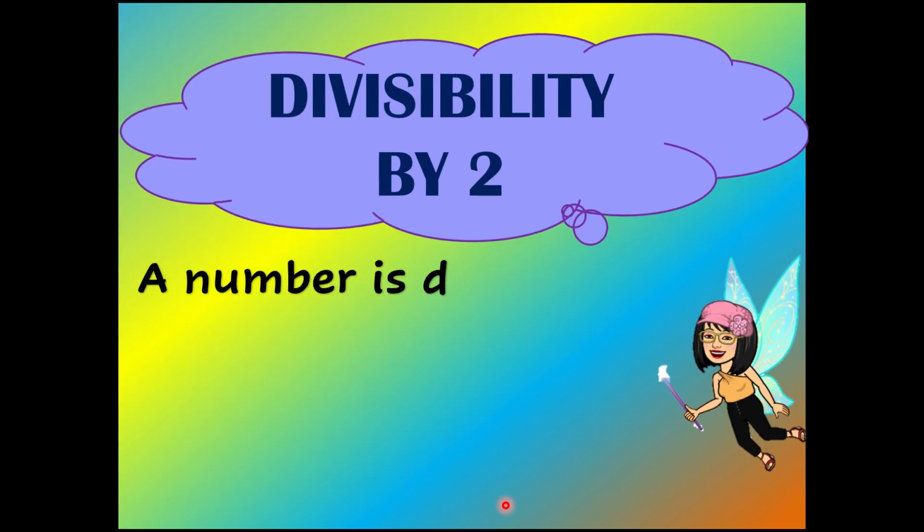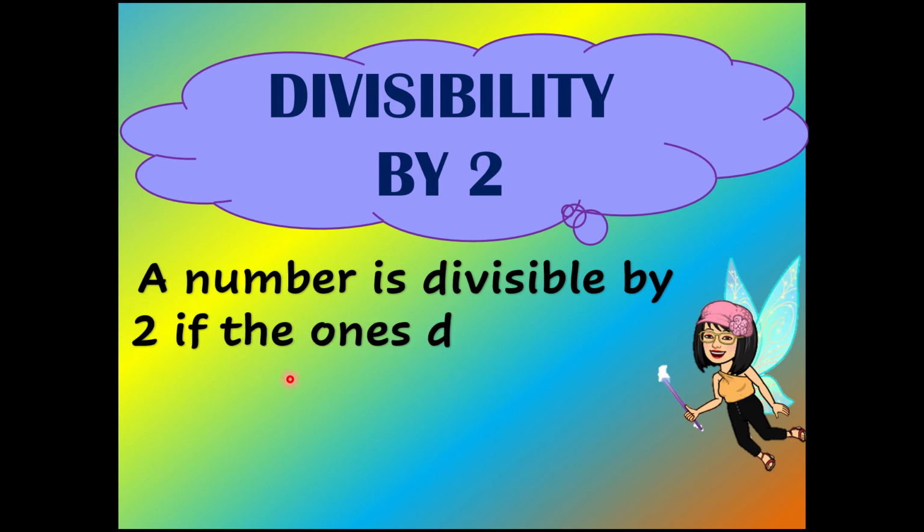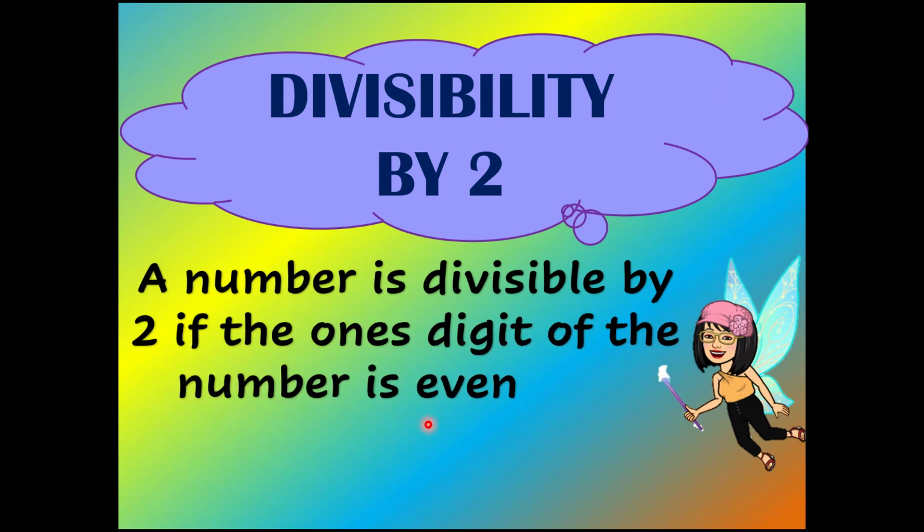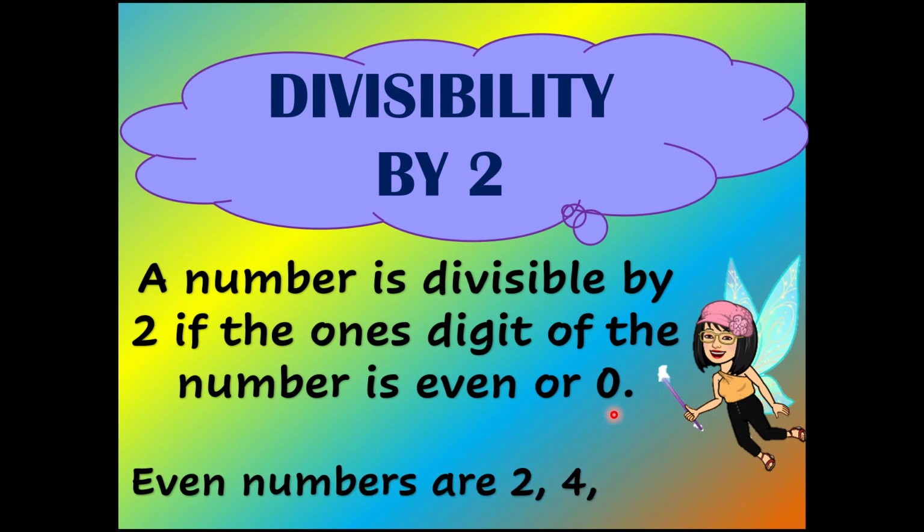Divisibility by 2. A number is divisible by 2 if the ones digit of the number is even or 0. Remember, it is 0 or even numbers. Even numbers are 2, 4, 6, and 8.